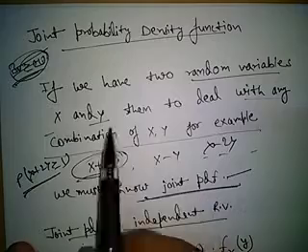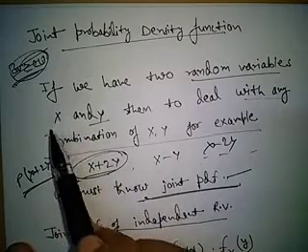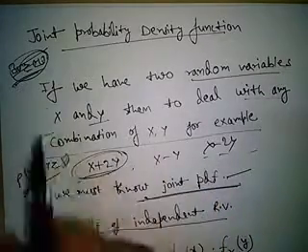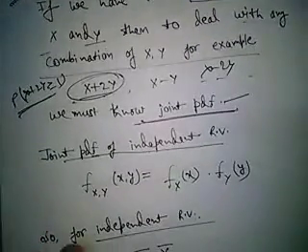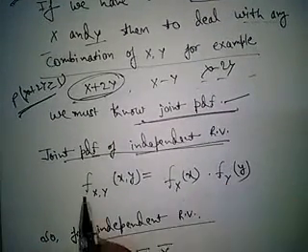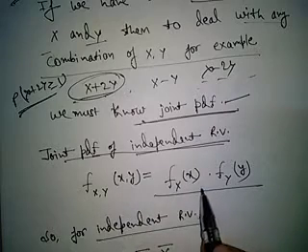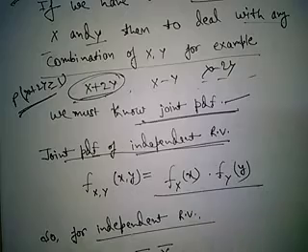It is just the mixture of the two PDFs, two independent or dependent random variables it may be, but the mixture of the two PDFs will be called the joint PDF. And for independent random variables, the joint PDF is given by the multiplication of the two individual PDFs, f_XY = f_X times f_Y. A simple formula.